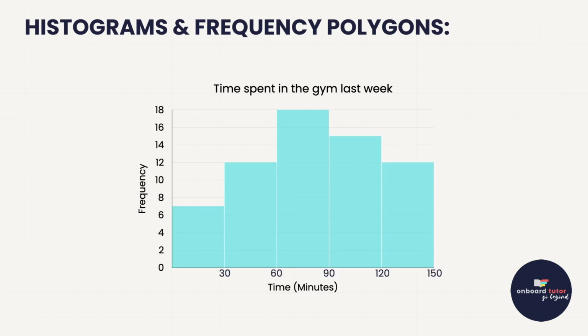So here I have the exact same histogram, but a far simpler x-axis. So I can still see the same information. Between 0 and 30 minutes, 7 people spent that much time in the gym last week. Between 30 and 60 minutes, 12 people spent that much time in the gym last week.